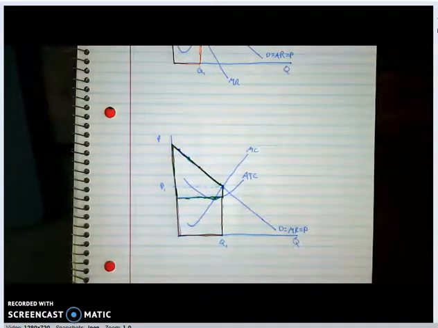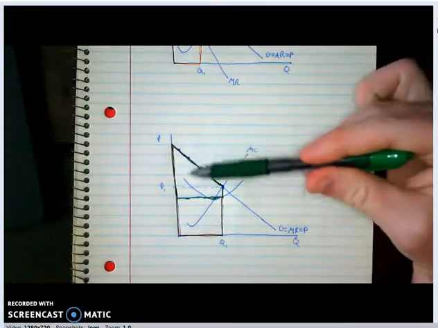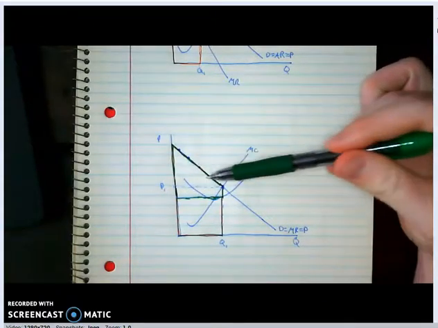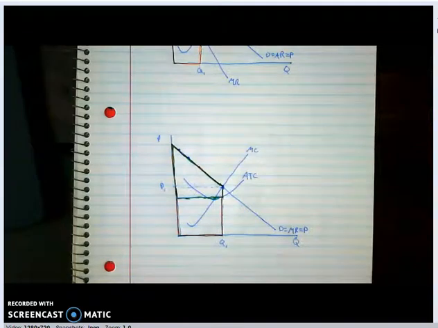Well, remember what consumer surplus is. Consumer surplus is your willingness to pay minus what you actually pay. Well, in this case, you're paying your willingness to pay. So all that consumer surplus that used to be up here above price and below demand, it's all gone. It's all gone to the business in the form of total revenue.